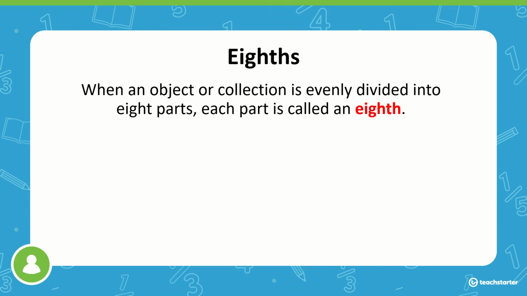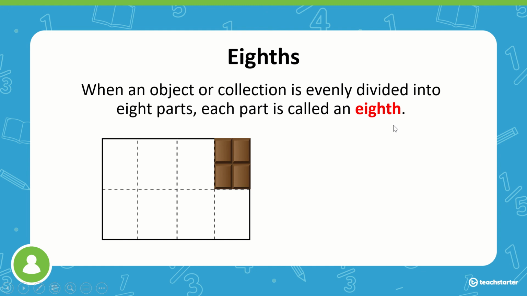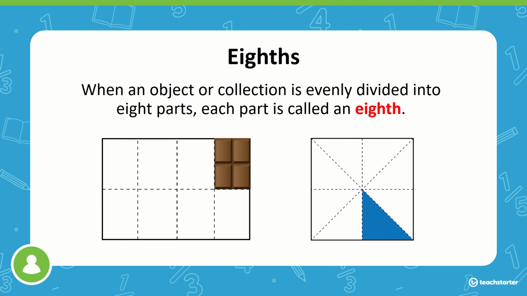All right, eighths. When an object or collection is evenly divided into 8 parts, it means that each part is an eighth. Like this chocolate bar. It's been split into 8 parts and there's an eighth left.